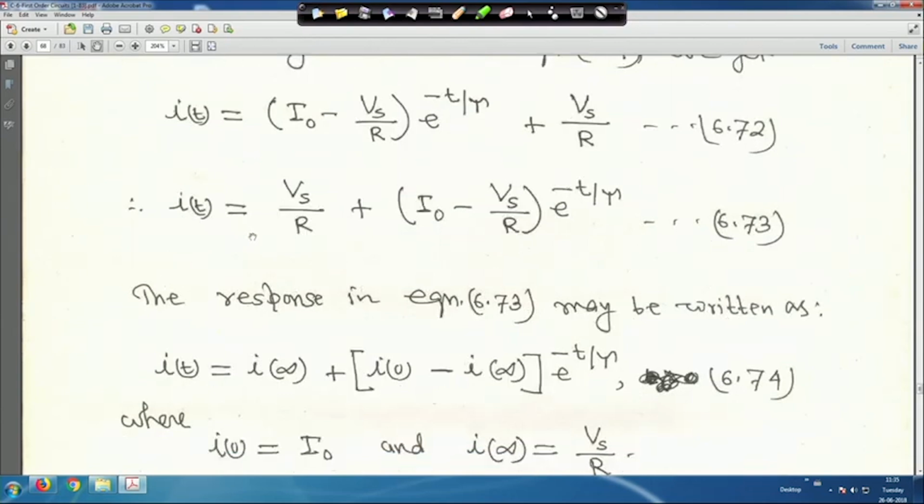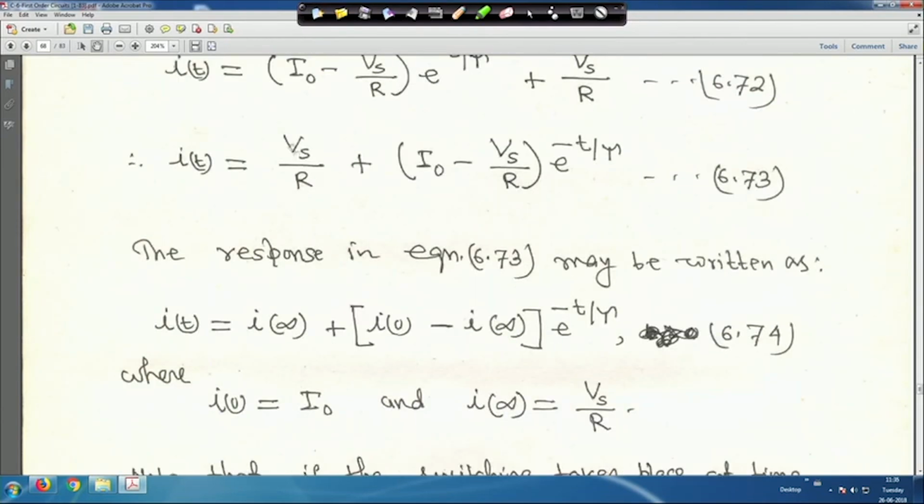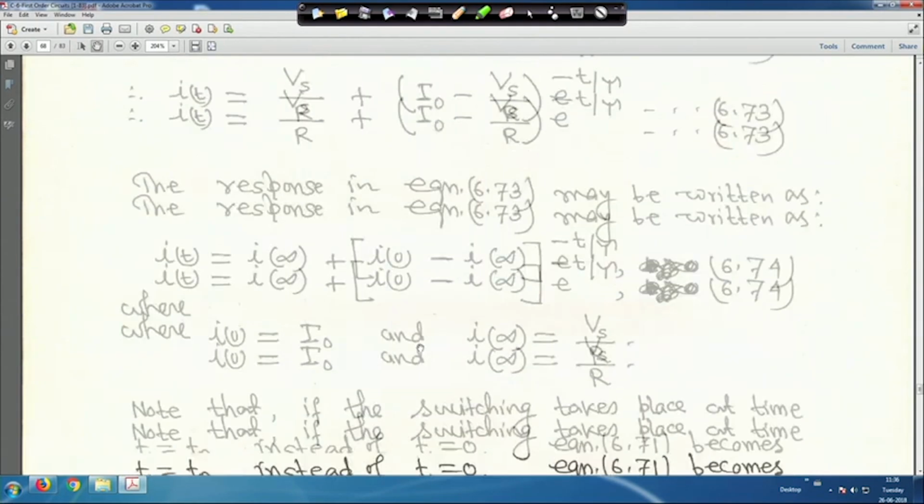So, this equation is nothing but, look into that, Vs upon R is I infinity here, right, and this I0 is the initial value. Again it is I infinity plus (I0 minus I infinity) e to the power minus t upon tau, same as before, right, where I0 is equal to capital I suffix 0, and I told you I infinity is equal to Vs upon R, right.